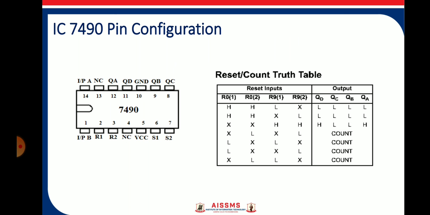To control the output of a 7490, 4 pins are available. Out of that, R1 and R2 are used to reset the output of a 7490 to logic 0, and two set pins S1 and S2 are used to set the value of 7490 to 1001, that is nothing but a decimal 9. To work this 7490 properly in a counting mode, we have to connect R1 R2 and S1 S2 to logic 1.